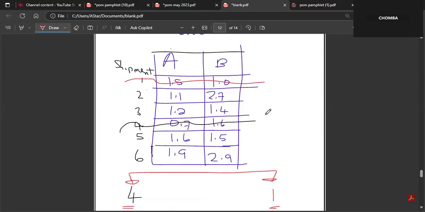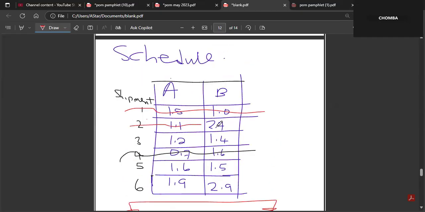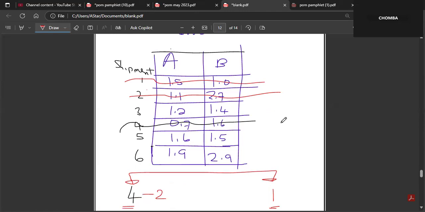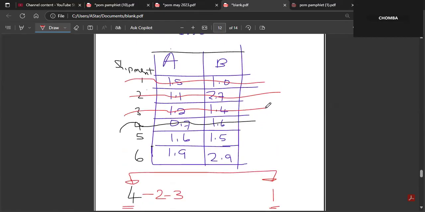Let's go to the other remaining time. Is what? 1.1. Where is it? It's in A. So 2 comes here. Okay, you cancel it. Which other one is the shortest remaining time? 1.2, which is in A. So 3 here, and they also cancel it out.